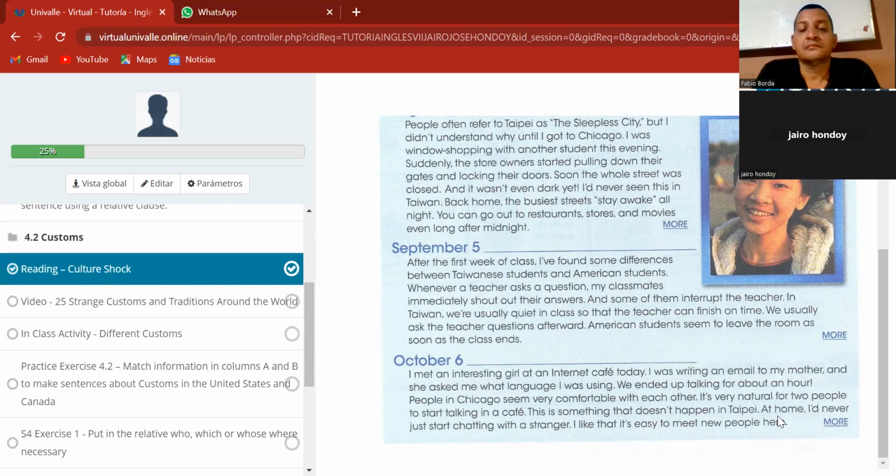October 6. I met an interesting girl at an internet cafe today. I was writing an email to my mother, and she asked me what language I was using. We ended up talking for about an hour.